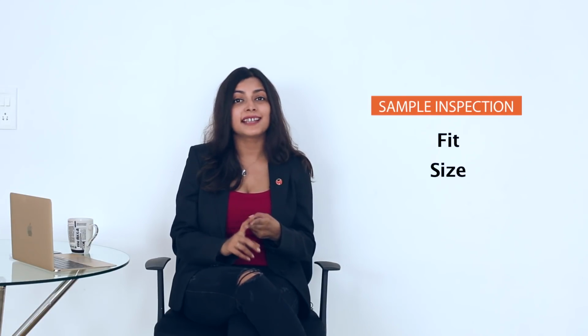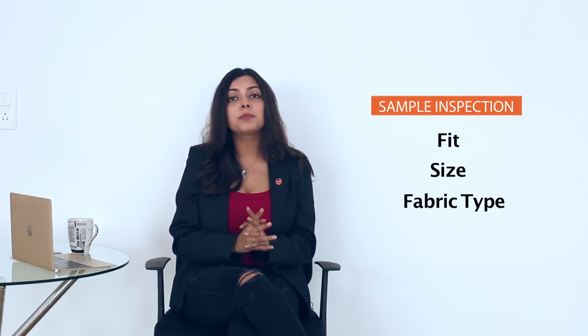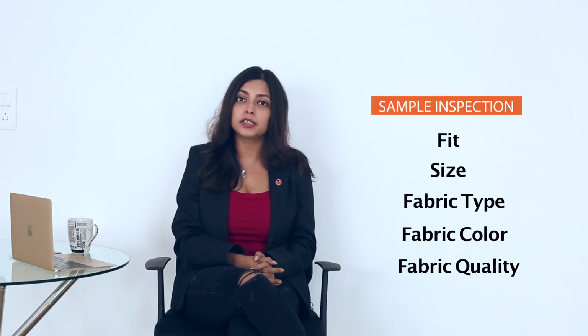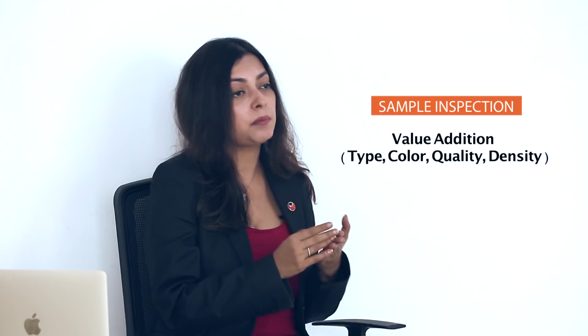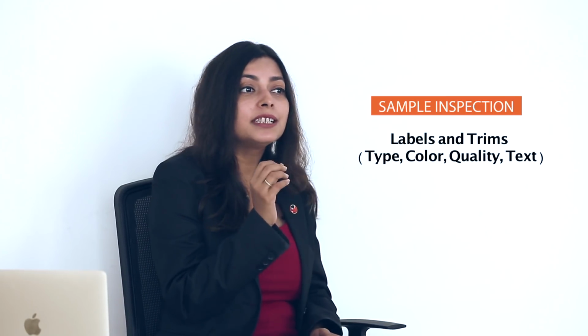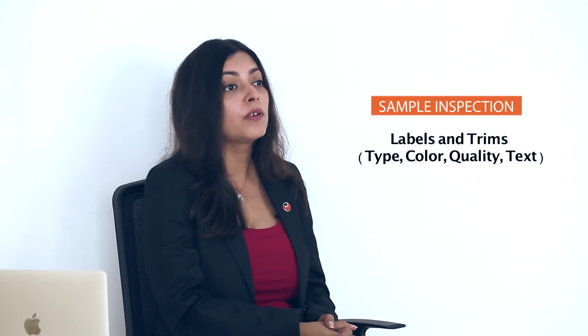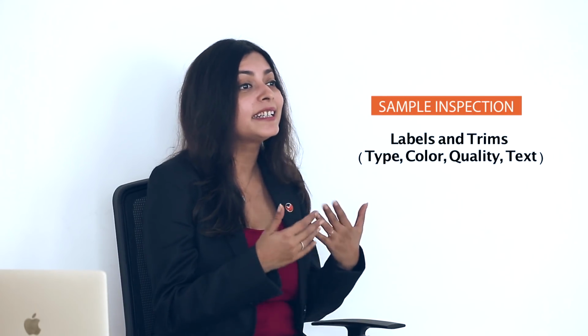Pre-production inspection is done to get the buyer's approval for the samples before the production starts. The samples are inspected for their fit, for their size, for the fabric type, fabric color, fabric quality, and value additions type, color, quality, and density. Any kinds of labels and trims are also inspected for their type, color, quality, text, packing instructions, the hand feel of the garment, and there could be various other parameters.